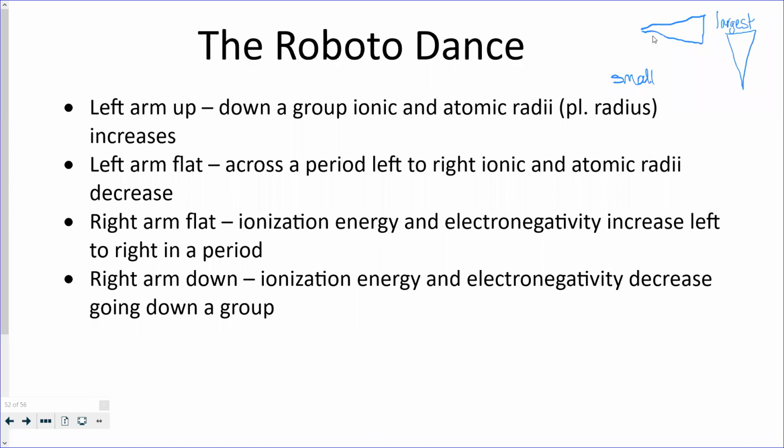Right. So there is a way to remember the trends, and we call this the Roboto dance. So you're using your arms to kind of make these wedge shapes. So I'm going to draw it in that top right hand corner. I already have the right arm drawn. And let me switch colors and I'll draw the left arm representation.